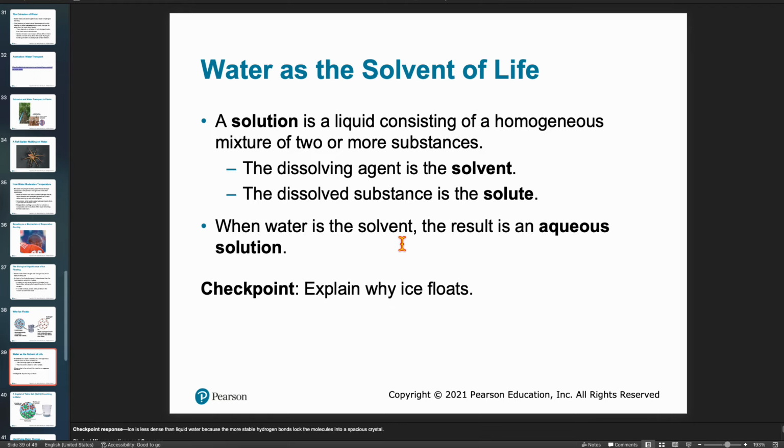Everybody will ask it. So we have a solution here, and the solution is going to have two parts. The thing that you're dissolving is called the solute, and the thing that's doing the dissolving is called the solvent. The best way to remember it is this. Kool-Aid mix, the Kool-Aid powder. The Kool-Aid powder is the solute, and the water that you're adding to make the Kool-Aid punch is the solvent.